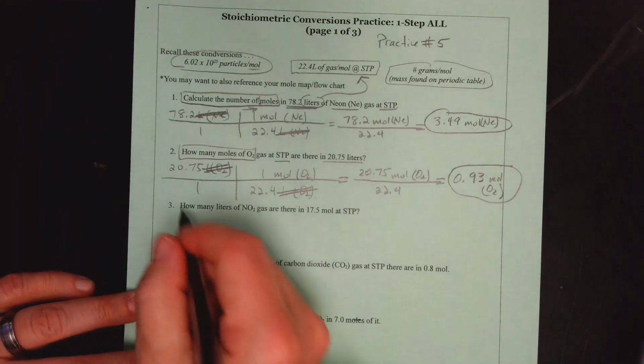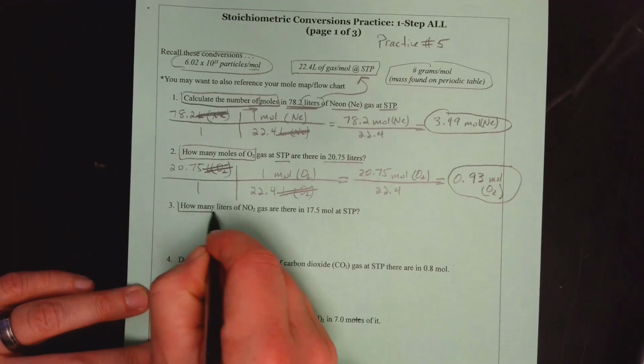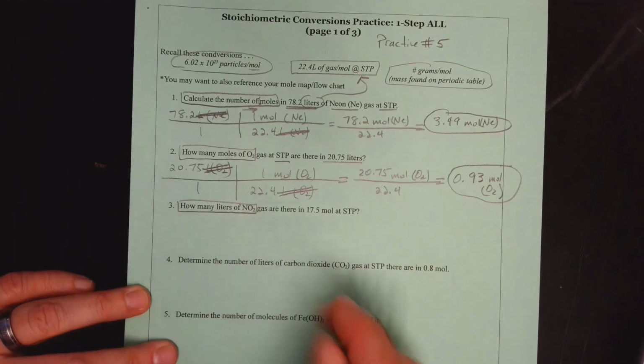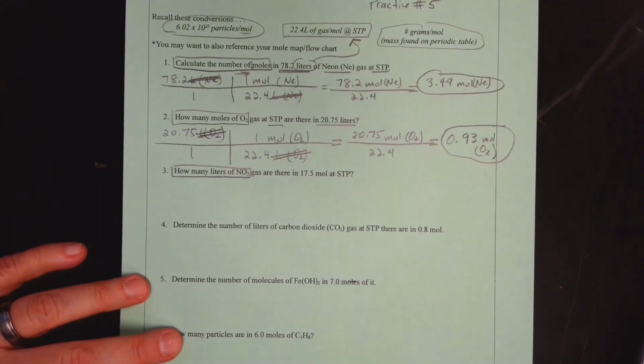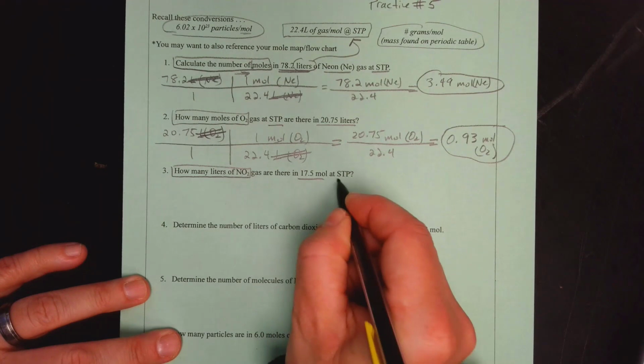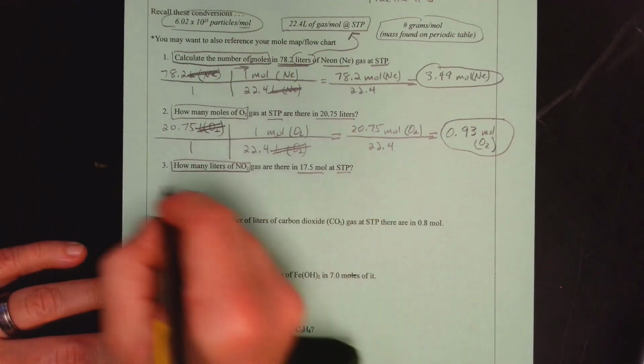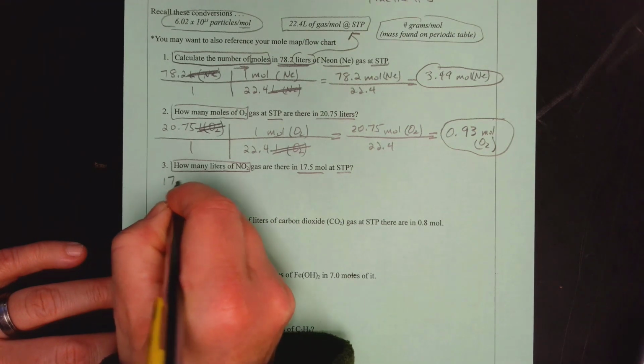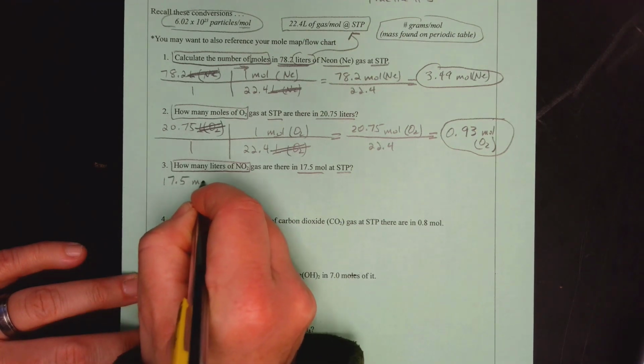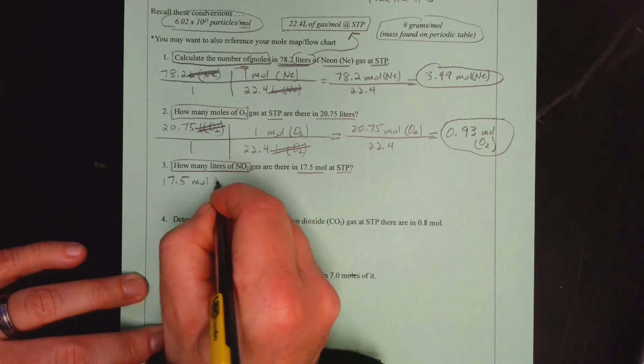So far, so good. This time, I need to figure out how many liters of N2 gas I have if I start with 17.5 moles of that gas at STP. And again, we start with what we are given. We are given 17.5 moles of N2.